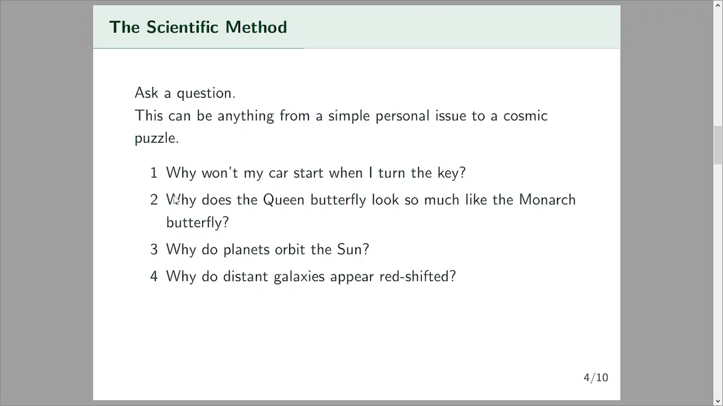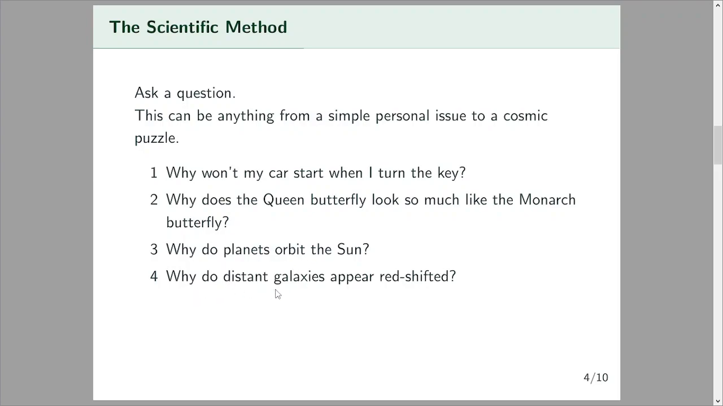A little more scientific one might be, why does the queen butterfly look so much like the monarch butterfly, right? In biology, I think they call that mimicry. There are advantages for the queen butterfly to look like the monarch butterfly. We can form a hypothesis about that. Why do the planets orbit the sun?